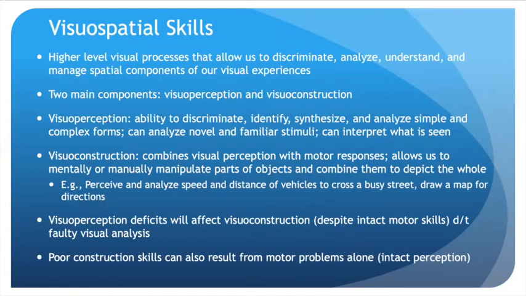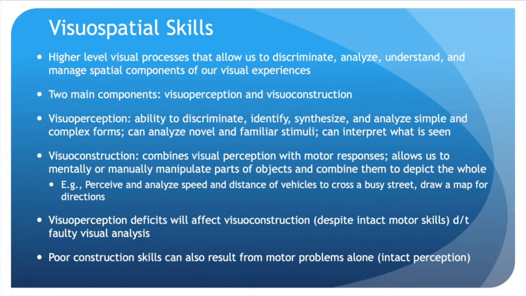So visual spatial skills. These are higher level visual processes that allow us to discriminate, analyze, understand, and manage spatial components of our visual experiences. There's two main components: visual perception and visual construction. Visual perception is the ability to discriminate, identify, synthesize, and analyze simple and complex forms. This allows us to analyze novel and familiar stimuli and interpret what we see. Visual construction combines visual perception with motor responses. So this allows us to mentally or manually manipulate parts of objects and combine them to depict the whole.